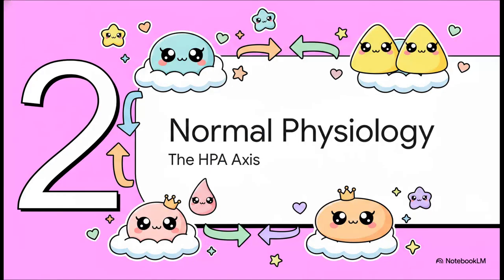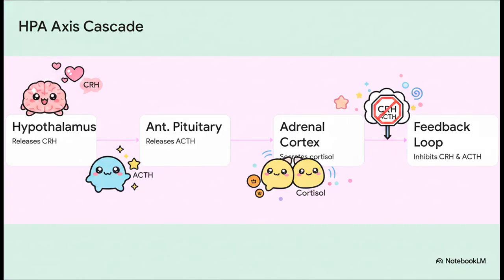Moving gently into part 2, normal physiology. To really understand what's happening to Sam, we have to review the basics of the HPA axis. That's the hypothalamic-pituitary-adrenal axis. It's the neuroendocrine system responsible for regulating our body's response to stress and keeping our metabolism in check. Let's walk through the normal HPA cascade step by step.